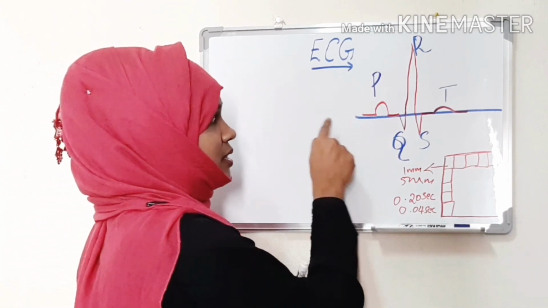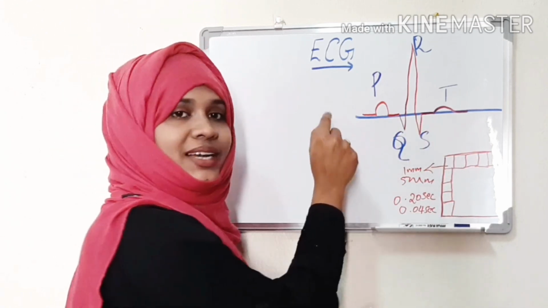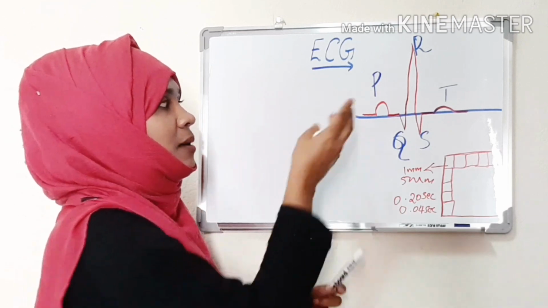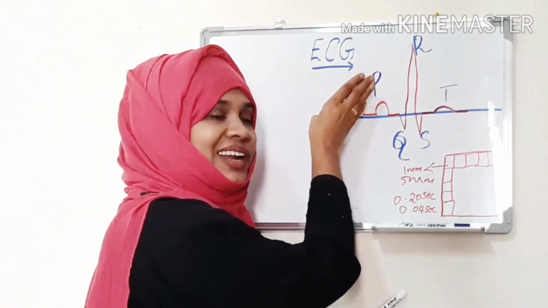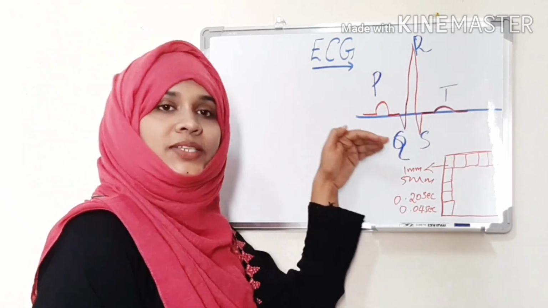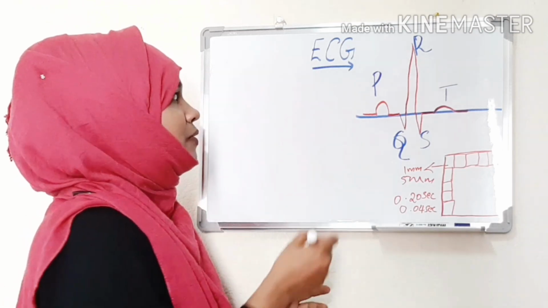See, here you can see one isoelectric line, one blue line I drew. That is called isoelectric line or the baseline of the ECG. If any wave comes upward or above the isoelectric line, it is positive deflection. And if any wave comes below the isoelectric line or the baseline, it is called a negative deflection. So we will take the P wave.